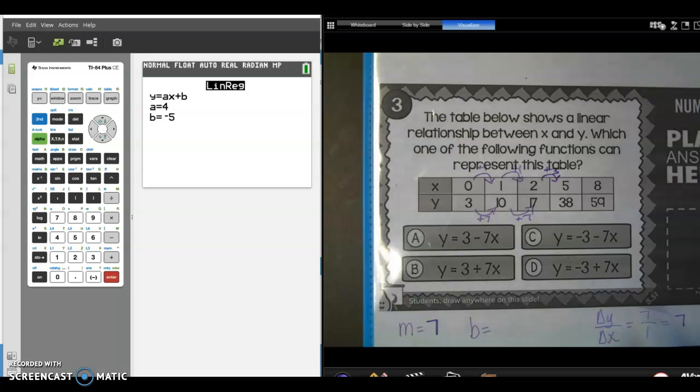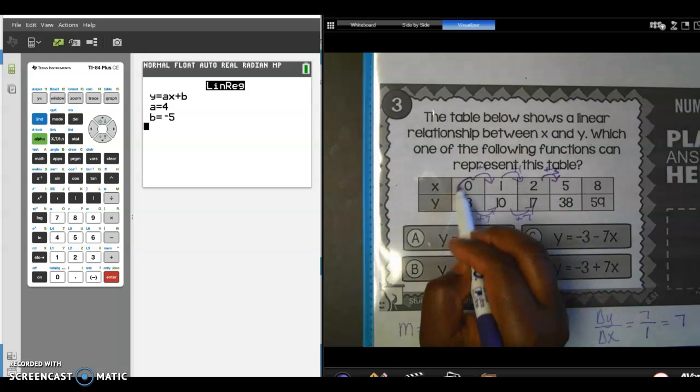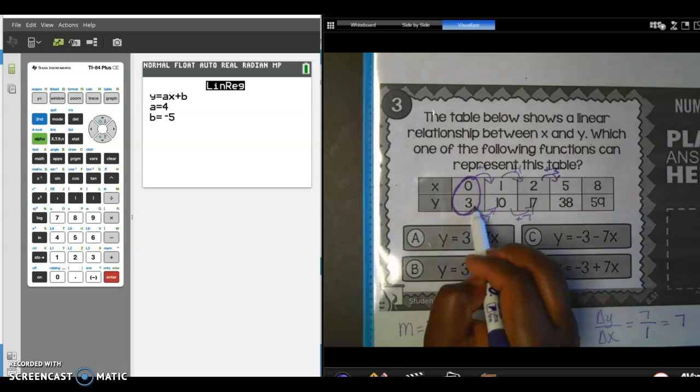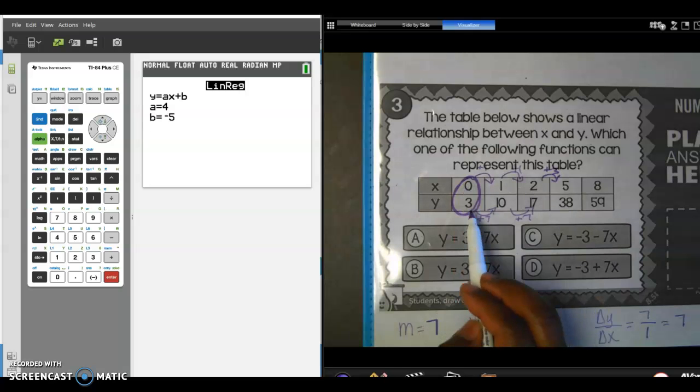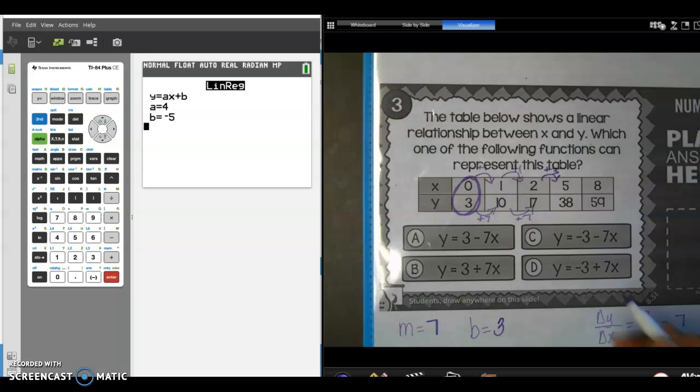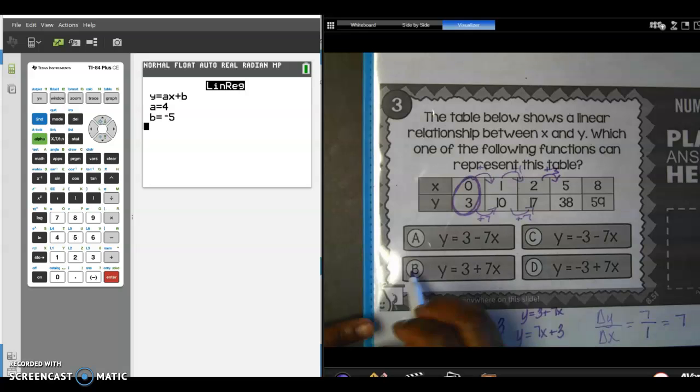So my slope is 7. In the table, in order to find my y-intercept, I need to see when x is 0, what's my y value. So you would highlight or circle your y-intercept. So when x is 0, y is 3. So now I'm going to write my equation, which would be y equals 7x plus 3. So I can look at my answers and I can flip this equation. So it can be y equals 3 plus 7x. Okay. It can be either way. So my answer would be B.